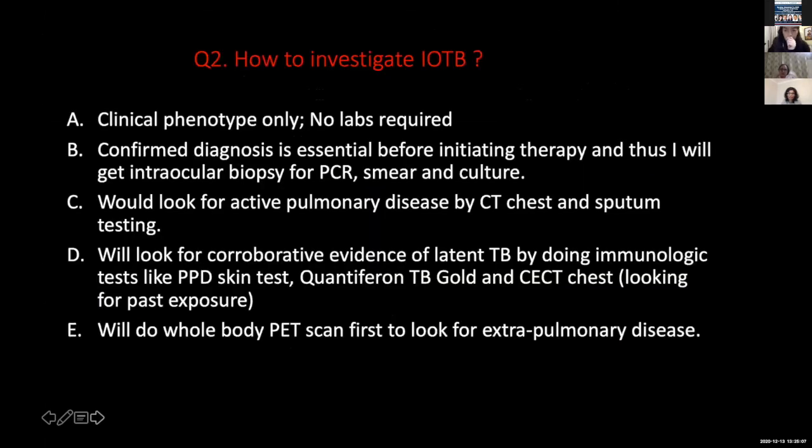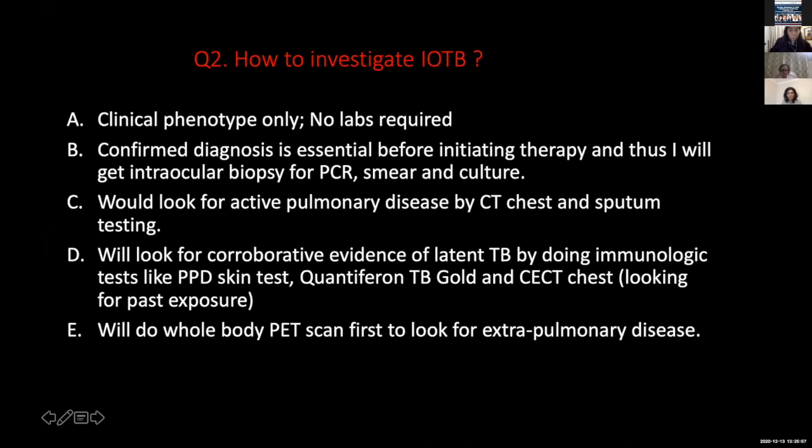Moving on to next question, how to investigate intraocular TB? A, only clinical phenotype is enough, you don't need lab. B, confirmed diagnosis is important before you can initiate therapy, therefore you should get the intraocular biopsy, PCR, smear, culture. C, would look for active pulmonary disease by CT chest, sputum testing. D, will look for corroborative evidence of latent TB by doing immunological tests like PPD, QuantiFERON Gold, and CT chest. And E will do a whole body PET scan first to look for any extrapulmonary disease.